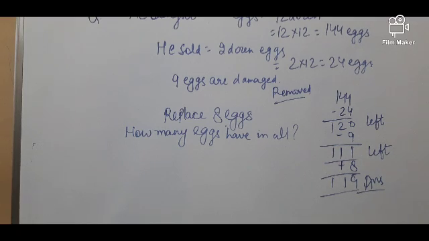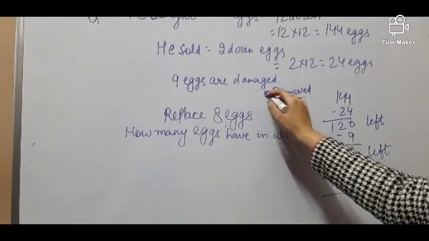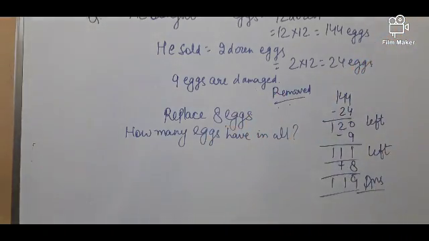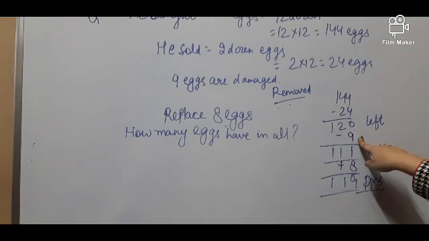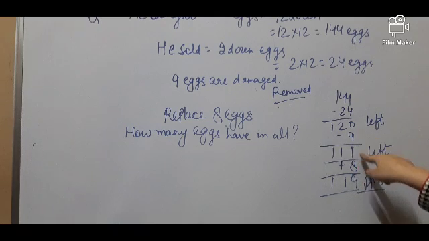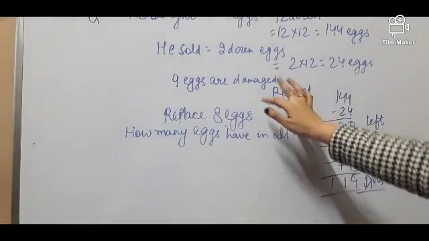I know there's a question in your mind: why do we add 8? See, those eggs were damaged. He removed those 9 eggs, and he replaced 8 eggs out of those 9 with new eggs. So that's why we add 8 to it. That is the only tricky part in this question.